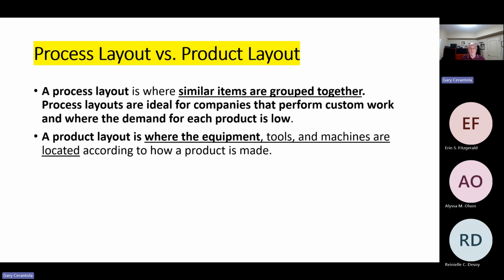So if you've got a very sophisticated product like an aircraft, well, that aircraft isn't going down a production line. It's staying right there, and everything has to come to the aircraft in terms of assembly and those kinds of things. So that's a product layout in some cases.